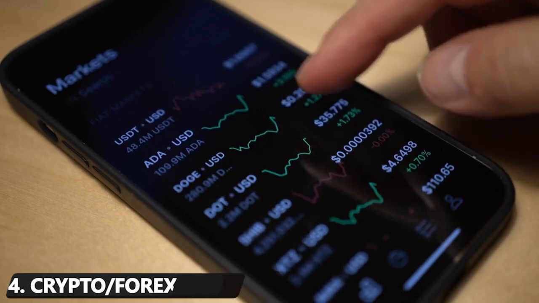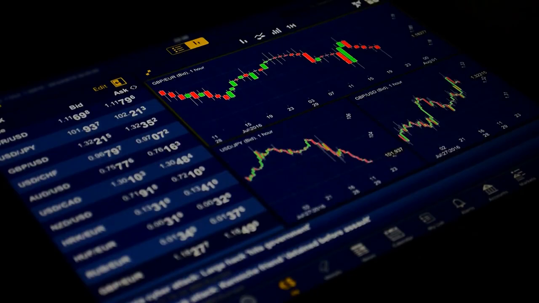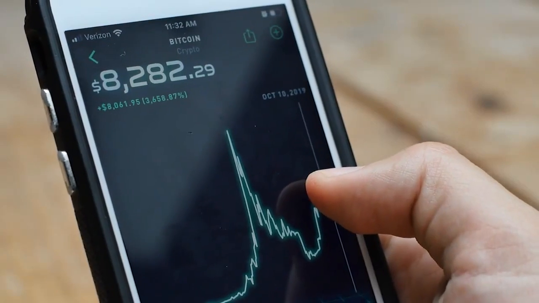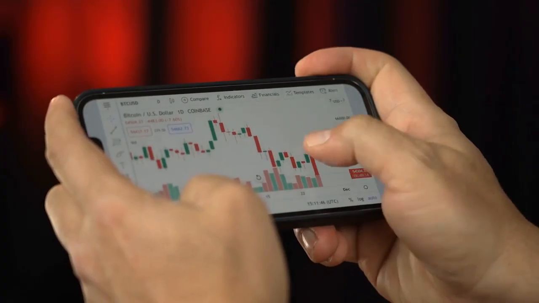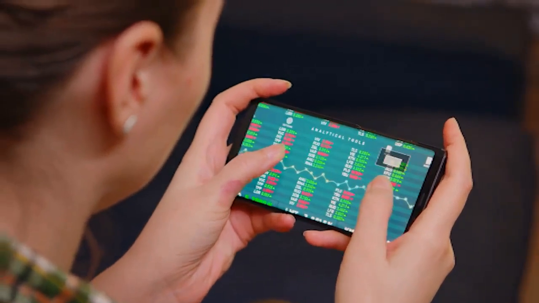Number 4. Crypto or Forex trading. The global crypto market witnessed a boom in 2017, but before then we've had Forex trading. Today, millions of people around the world trade Forex and cryptocurrencies for a living. Others trade part-time to make quick cash.